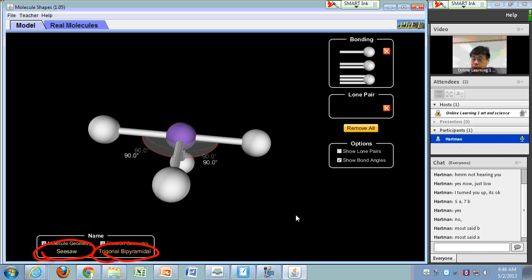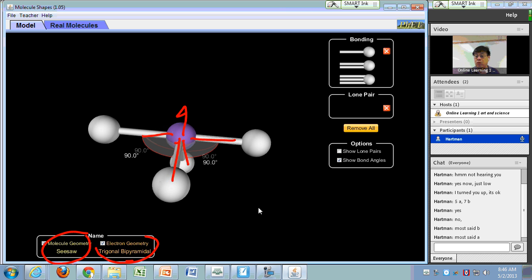This is a seesaw. The shape here is a seesaw shape. Okay, so here's your fulcrum right here. So that's the shape of the molecule. So we say your geometry around the central atom is still trigonal bipyramidal, okay, but the shape of the molecule is seesaw. So that's for 5 groups.